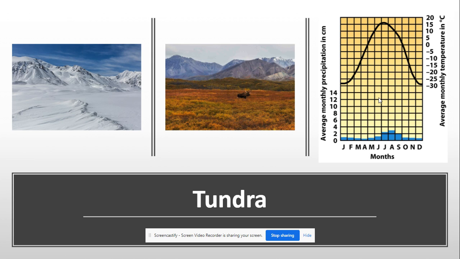So let's specifically look at what we know as the tundra. If you take a look to the right, this is an example of a climatogram for the tundra. You'll notice that very little rainfall happens throughout the year, and it has a tremendous amount of variety in terms of its average monthly temperatures. It can range between about 15 or 16 degrees Celsius and drop all the way down to almost negative 30 degrees Celsius during the year.